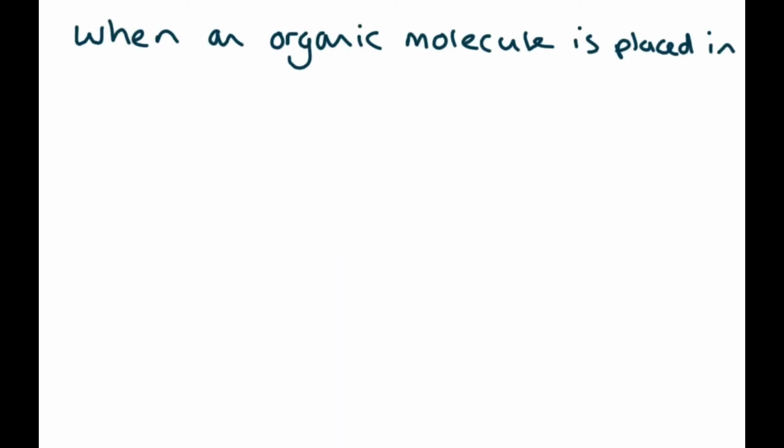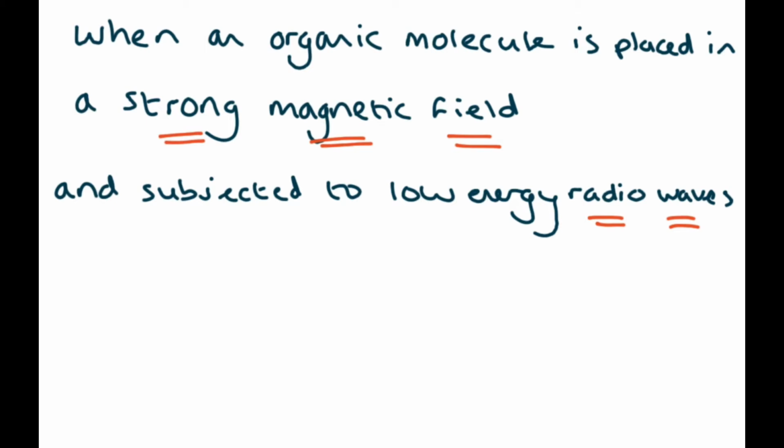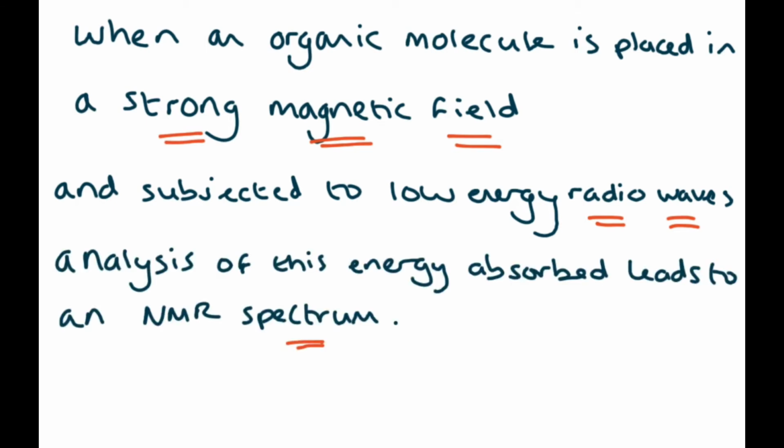So first, when an organic molecule is placed in a strong magnetic field and subjected to low energy radio waves, then analysis of the energy that's absorbed, it is the nuclei that absorb this energy, and this leads to an NMR spectrum. And you're expected to interpret the spectrum. Now there's two types of NMR for A-level chemistry: 13 carbon NMR and proton NMR, hydrogen NMR.